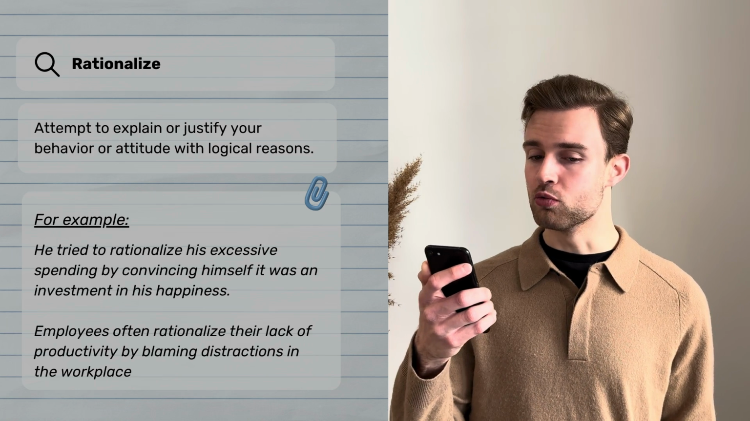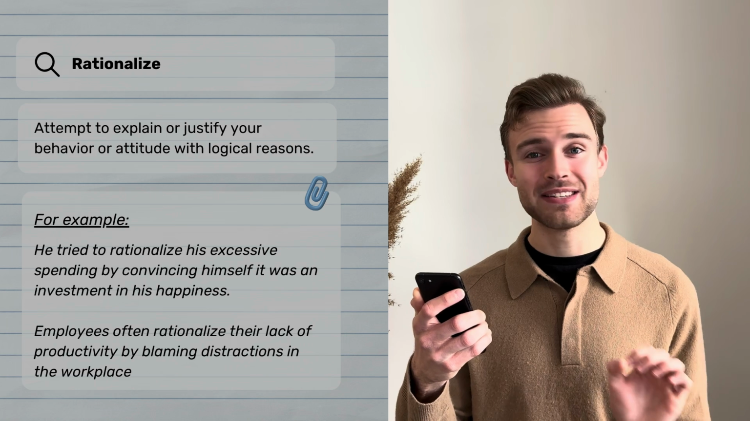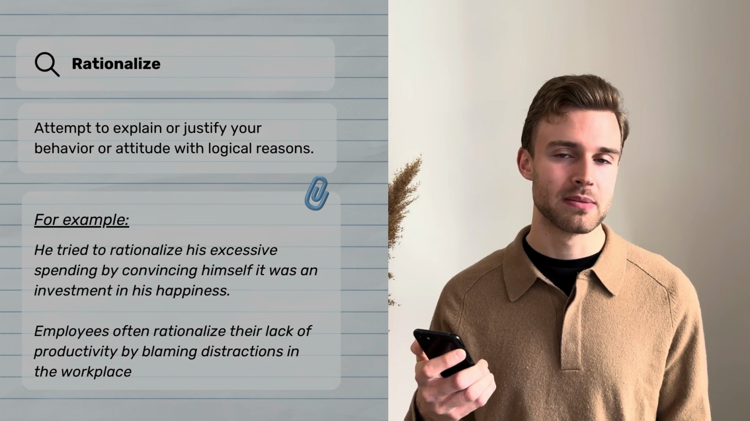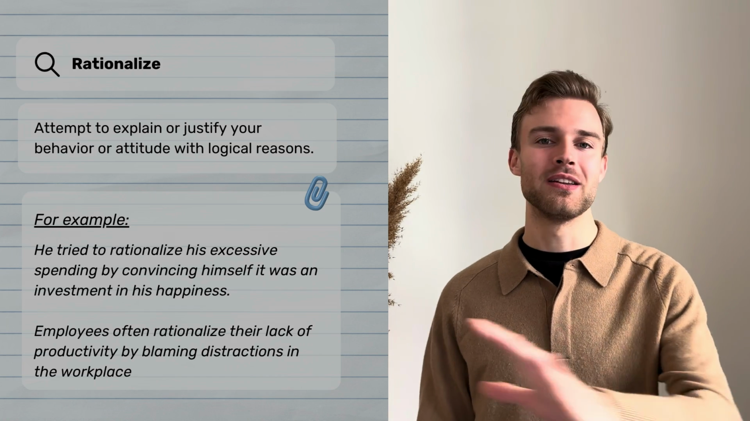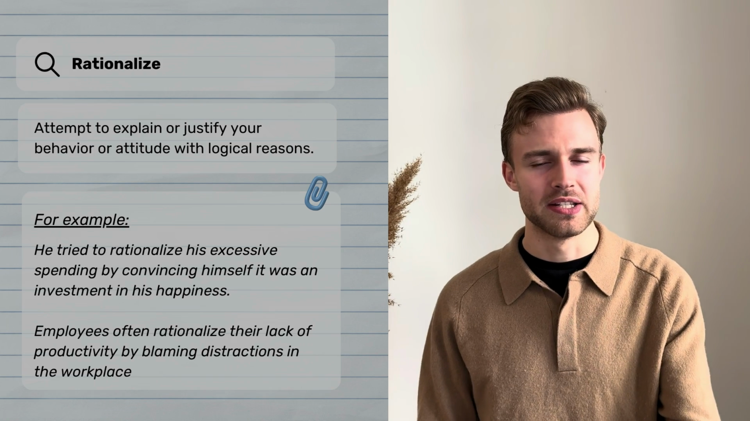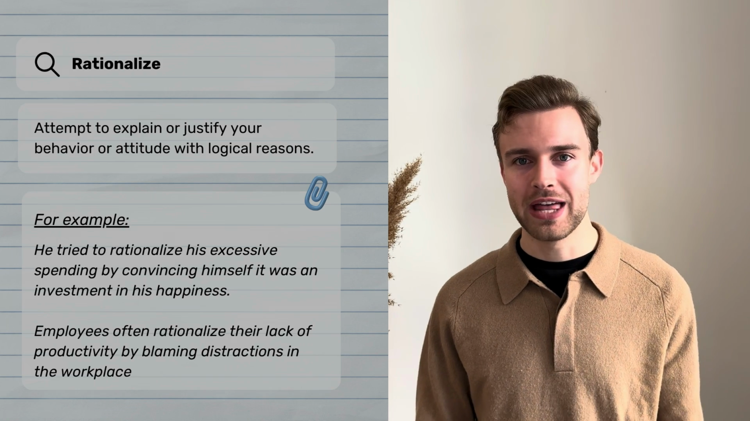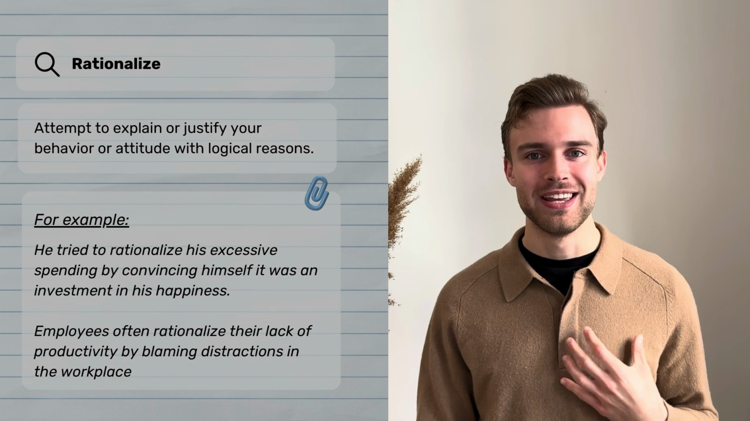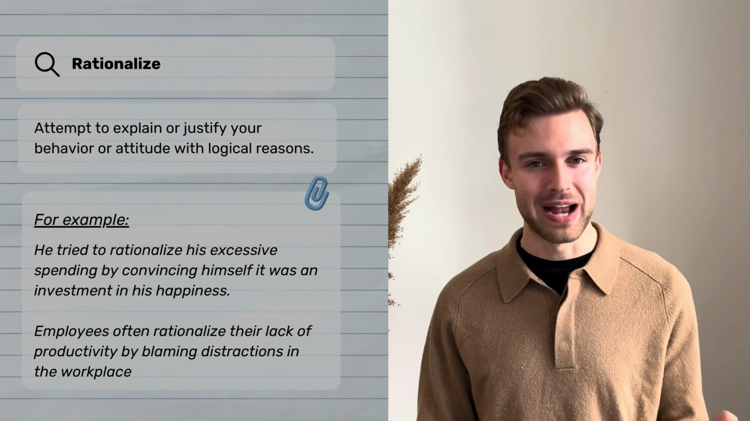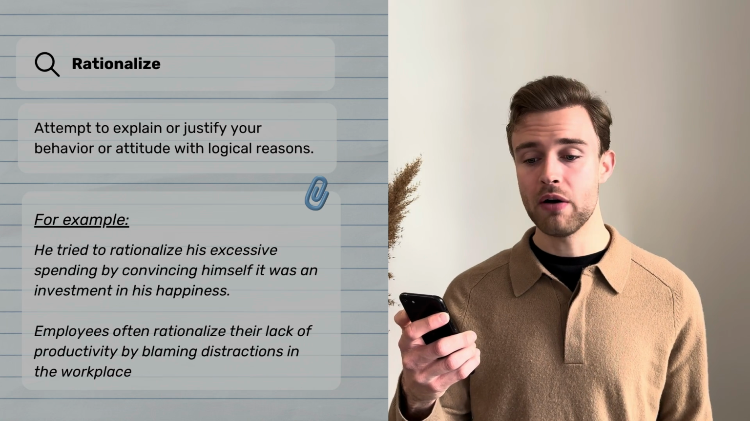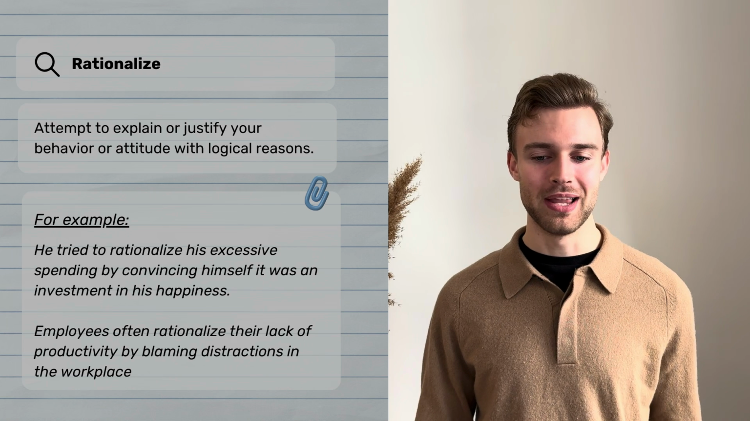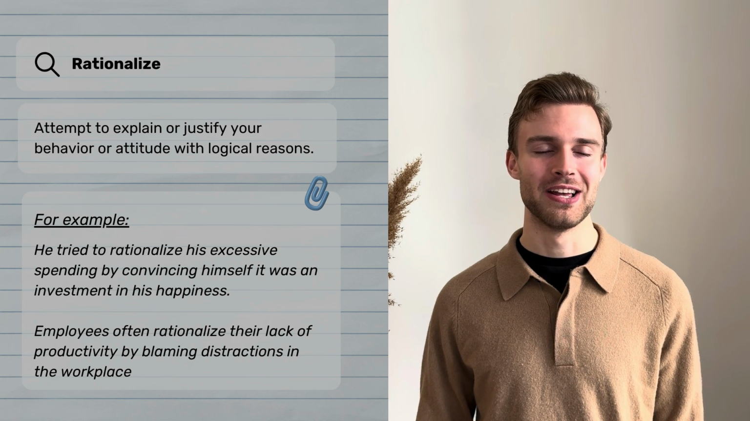For example, he tried to rationalize his excessive spending by convincing himself it was an investment in his happiness. So he spent a lot of money on a lot of different things, and he was trying to rationalize that. He was trying to justify that by telling himself he was making an investment in his own happiness. He was rationalizing it. Employees often rationalize their lack of productivity by blaming distractions in the workplace.